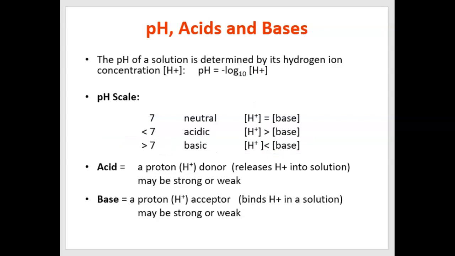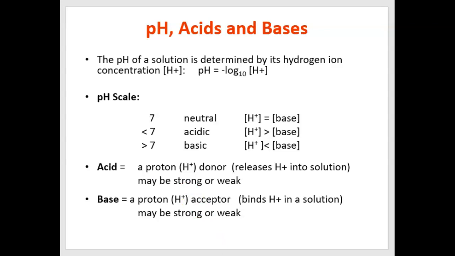Another way to define an acid or a base, versus using the pH scale and just the concentration of acid versus base, is to describe what an acid actually does chemically. And what it does is donate a hydrogen ion into solution. A hydrogen ion, you might remember, is also called a proton because it doesn't have any electrons. And an acid might be strong or it might be weak. It depends on how readily it releases the hydrogen ion into solution.